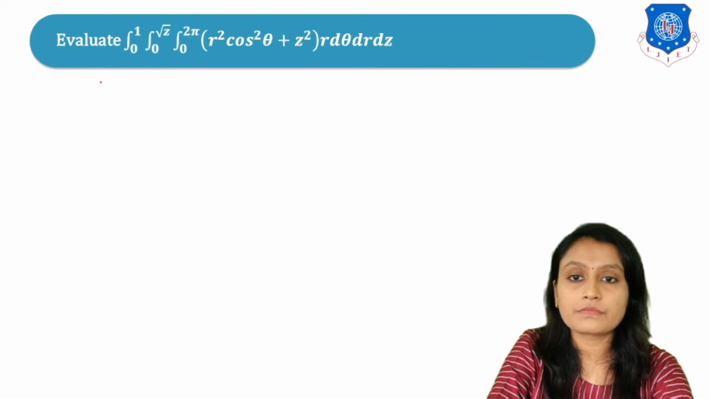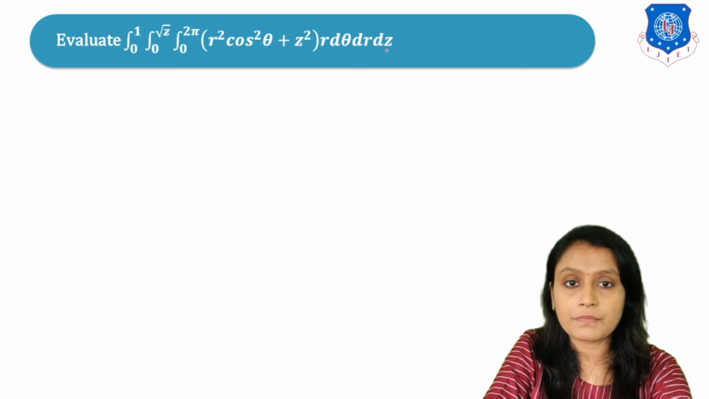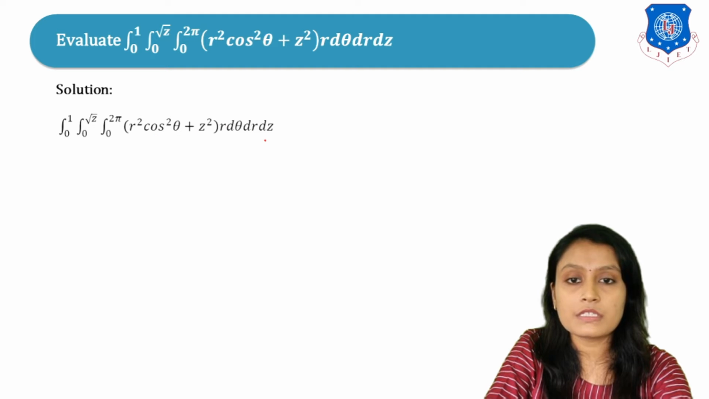Now let's solve one example. Here we have triple integration 0 to 1, 0 to under root z, 0 to 2 pi, r square cos square theta plus z square r d theta dr dz. So let's begin with the solution. Now here this question is given.